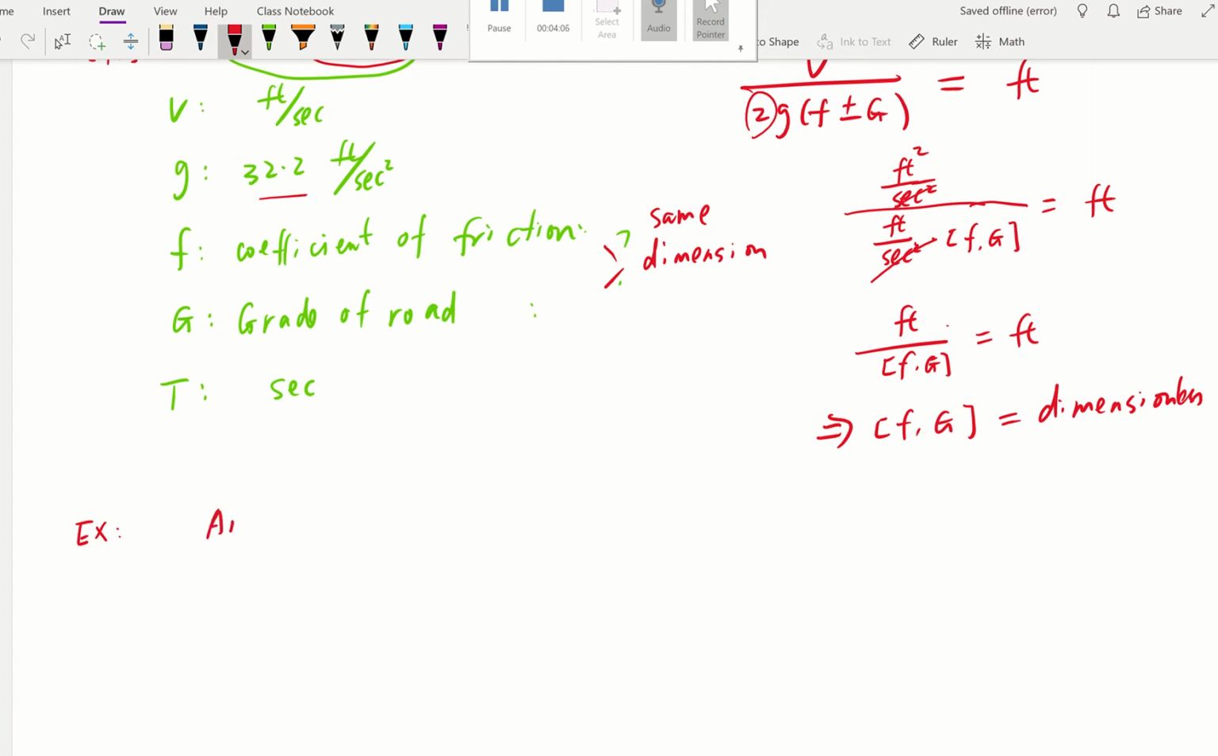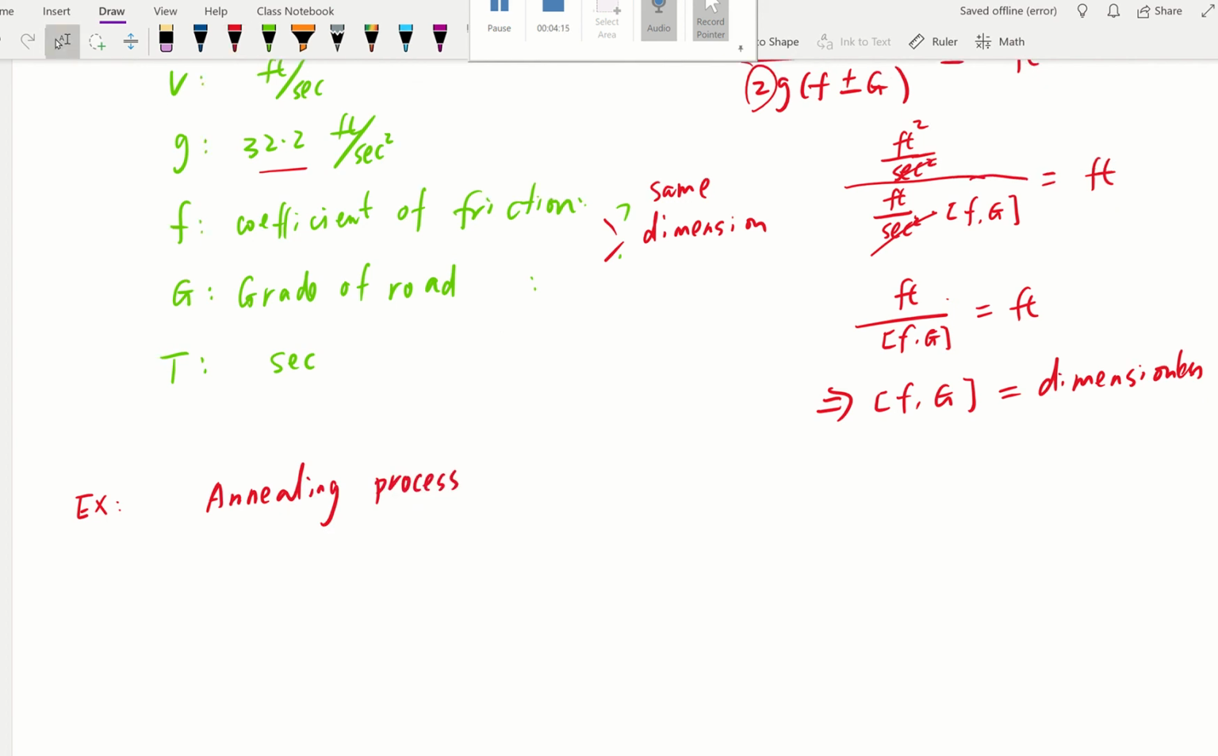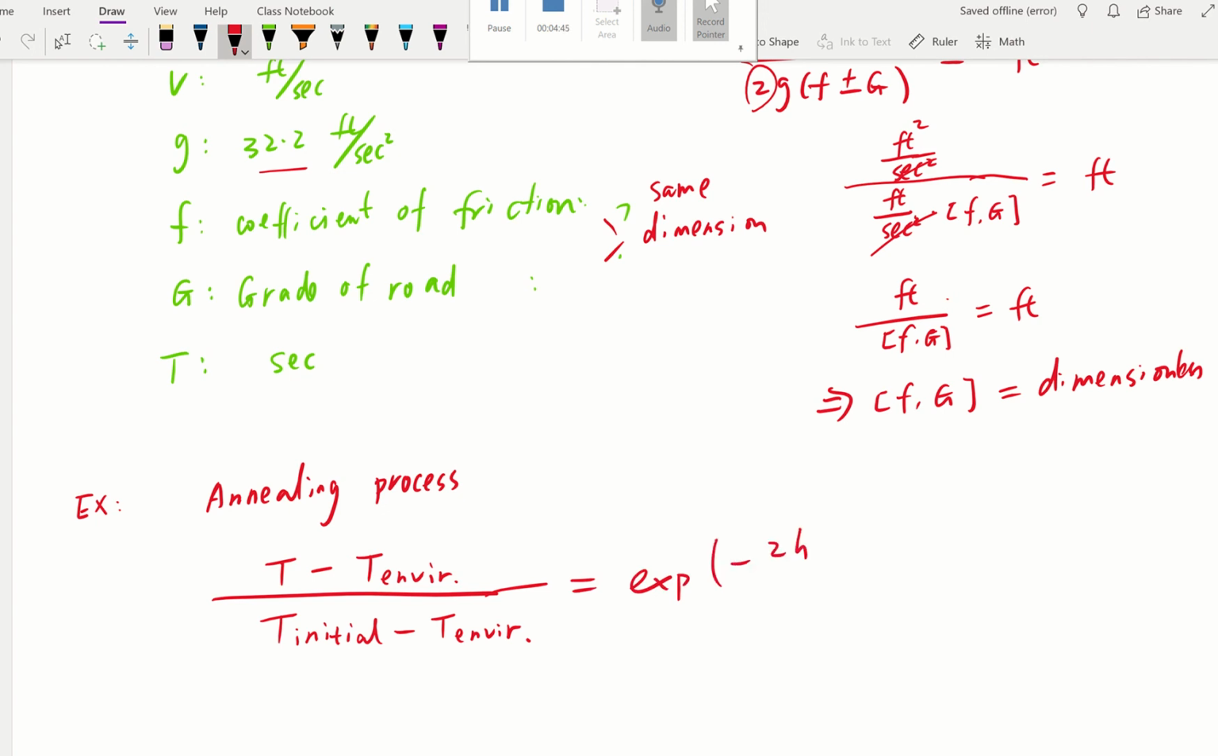This is used in material science study. It's called the annealing process. It's when we heat up a material at a certain high temperature and then let it cool down slowly to toughen it. And there's an equation to determine the temperature of that material. So it's T minus this environmental temperature, and then the initial temperature of this substance minus the environmental temperature. All of that is going to be equal to exp, the exponential, of negative 2h rho c L times t.